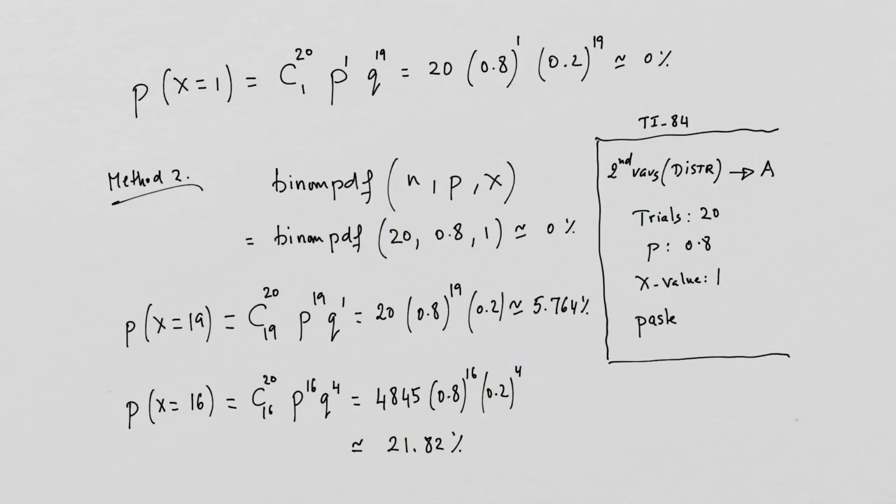And I got 4,845 ways to choose 16 out of 20. There are 4,845 ways to choose any 16 students out of 20 in a classroom. See how many? Okay, so if I multiply this by that, I got that. Or you could do this, 20, 0.8, 16, paste. I got about 21.82% or 22%.